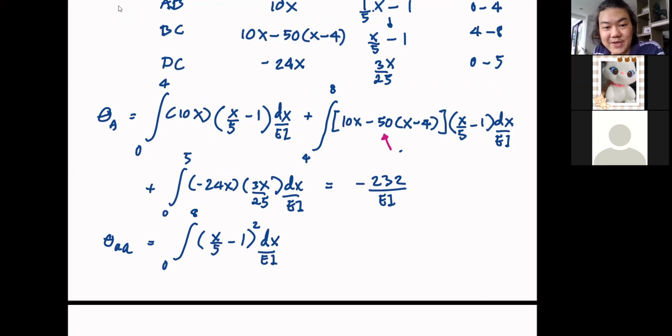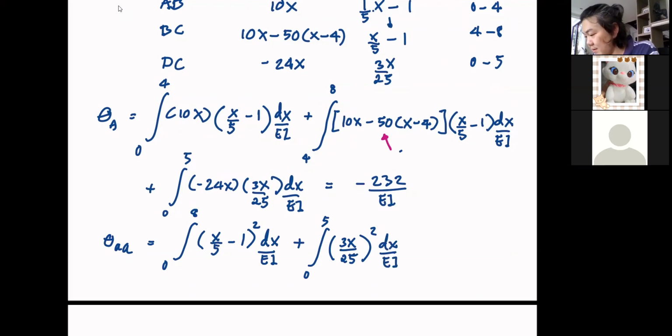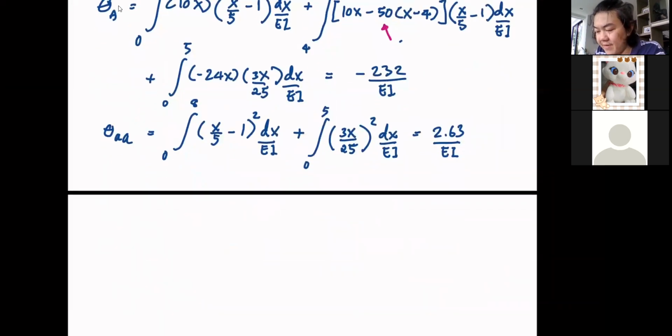I can show off the chain rule integral here, but let's skip that. And then we have another integral from 0 to 5, this time 3x over 25 squared dx over EI. And this gives us 2.63 over EI. So after this, now it's compatibility in step number 5.